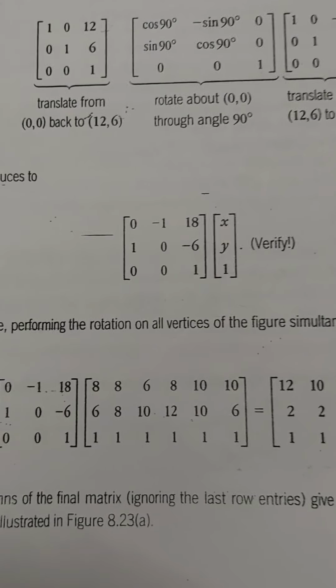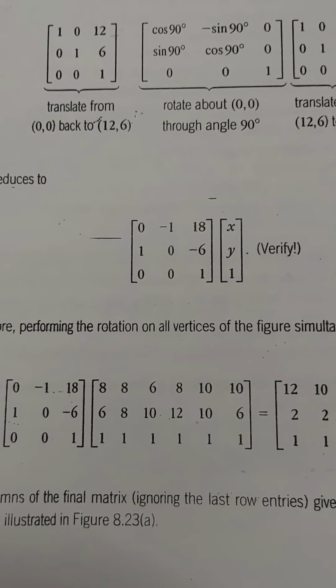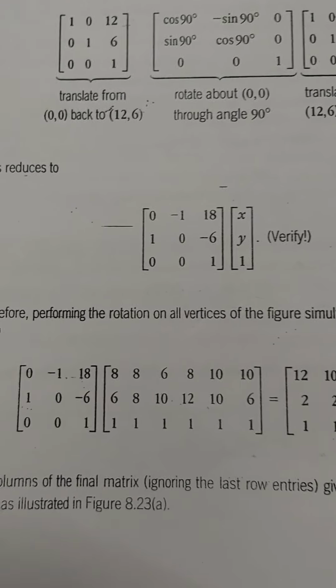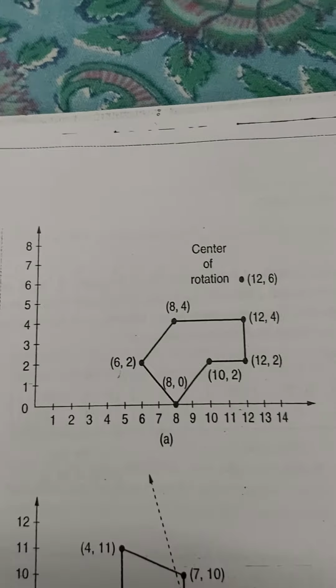Here every point of the knee figure is given. 8 6 1 means the vertex 8 6, 8 8 1 means the vertex 8 8. So these are homogeneous coordinates. We have written 8 6 as 8 6 1. Multiply this knee matrix by this 3 by 3 matrix and we obtain the final matrix. Graphically, this matrix represents this knee figure. Look at this figure. This is your final figure.